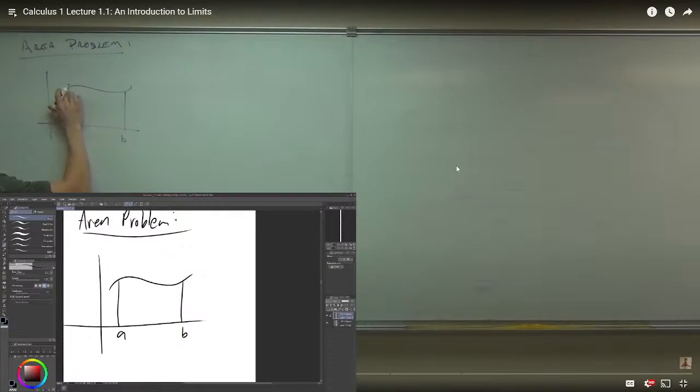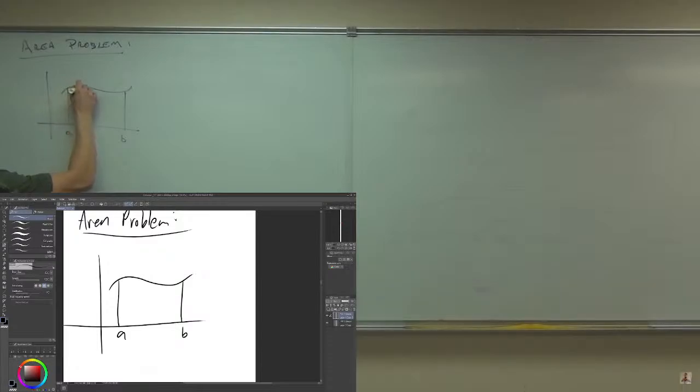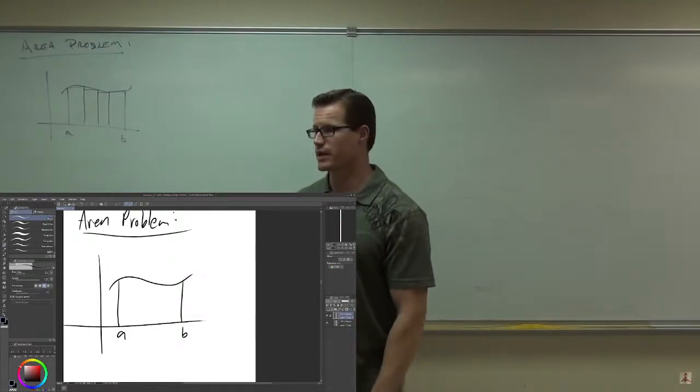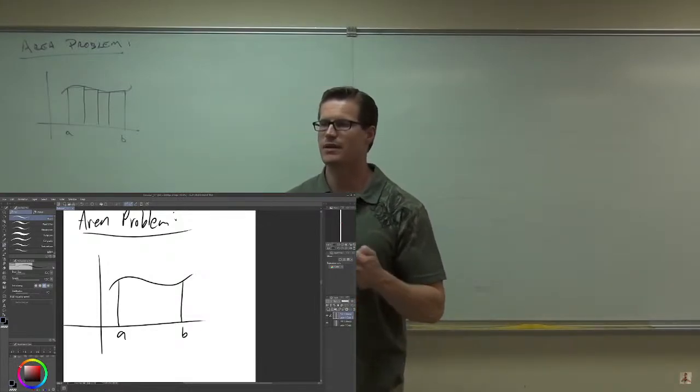Alright, I'm back. I want a rectangle from here to here, then a rectangle from here to here, then one from here to here, and then one from here to here. Is that a better approximation? The missing area is smaller, yes? That's the idea behind the area problem.